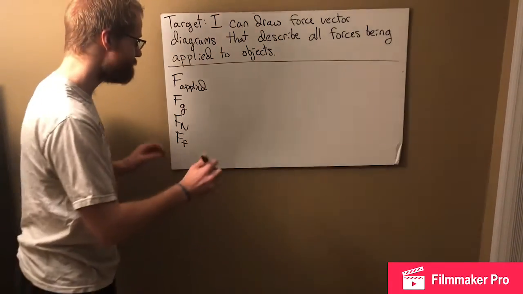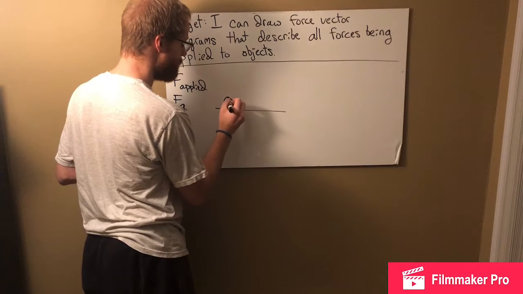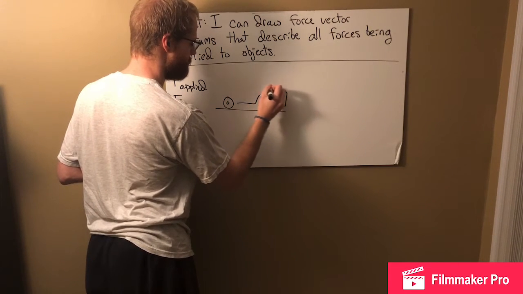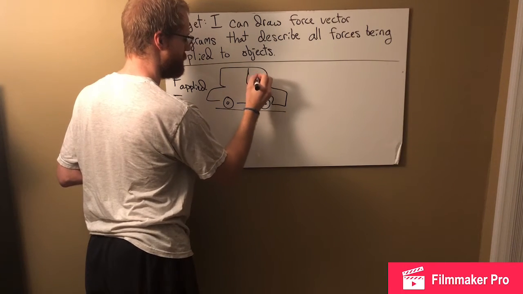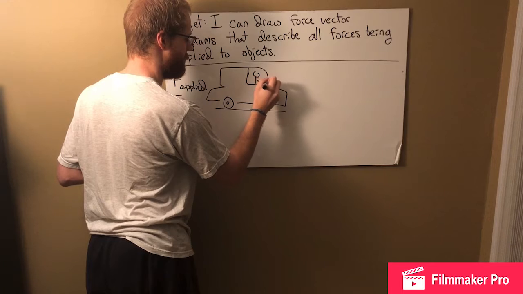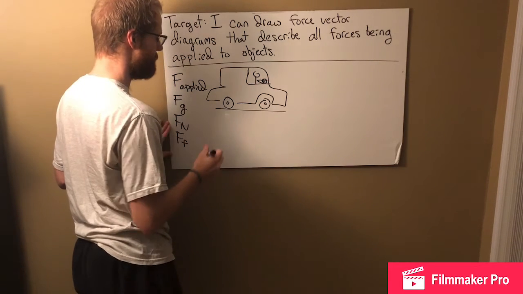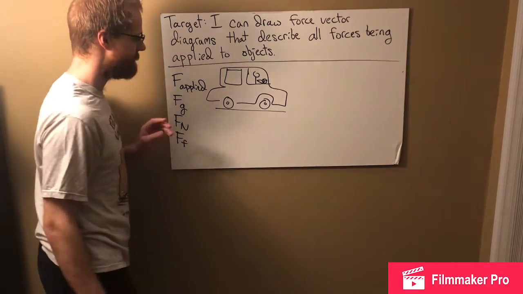That is just a car driving down a perfectly straight road. Here's our perfectly straight road. Here's our car. There's our person driving the car, a nice little steering wheel, a couple other windows. Lovely little car.